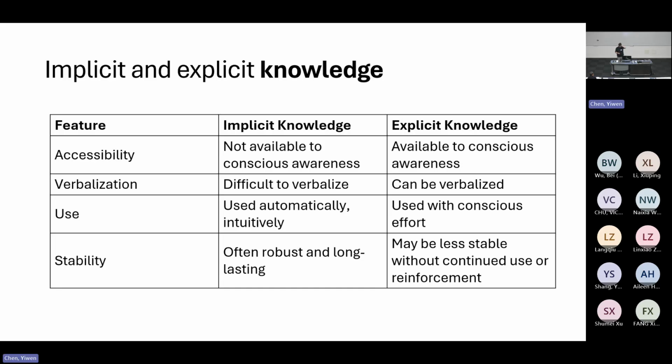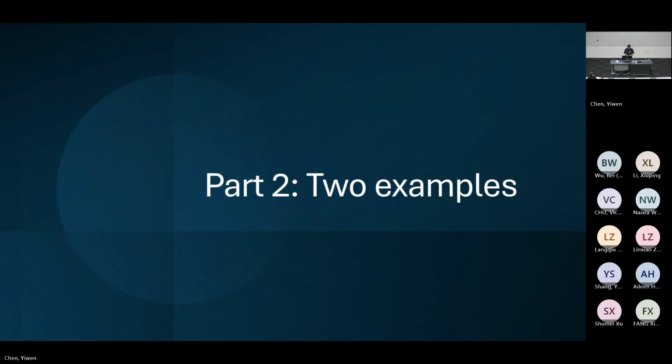One is used more automatically, intuitively. The other one requires more conscious effort. And then in terms of stability, one is more robust, long-standing, and the other one less so. That's the basic idea between implicit learning and explicit learning. That's essentially what we're looking at.